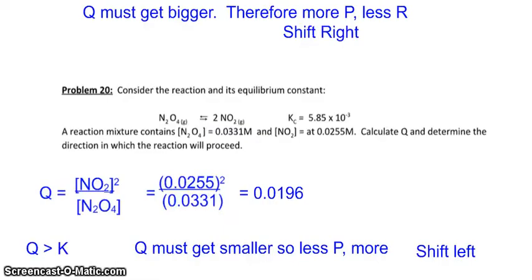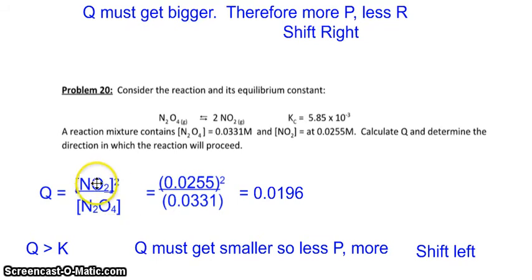All right, this is what I got. Hopefully it's what you got. Notice I had to square the NO2 and divide by 0.0311, which was my reactant. I got 0.0196. Now look at this number, compare it to 5.8 times 10 to the negative third. What's happening here? This number is bigger than the K value, so Q must get smaller. Notice that K can't change, Q can. So Q must get smaller.